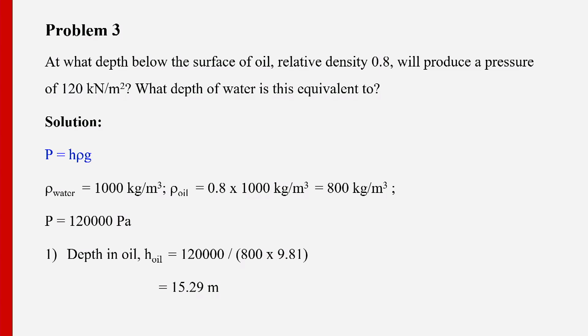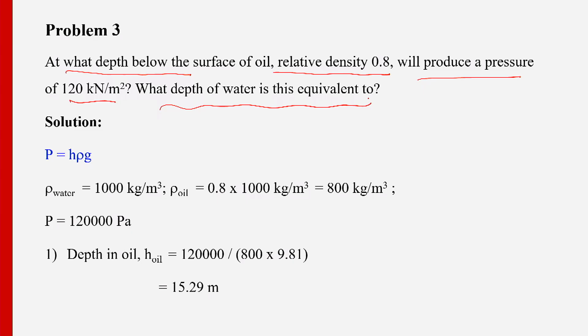This is again a very simple problem. Always we do a lot of MATLAB programming, but to start this one we have to start with the basics. I think in week 9 or 10 we will do a lot of MATLAB programming. Here you just read: at what depth below the surface of oil, with relative density already given as 0.8, will it produce a pressure of 120 kilonewton per meter square? What depth of water is this equivalent to?